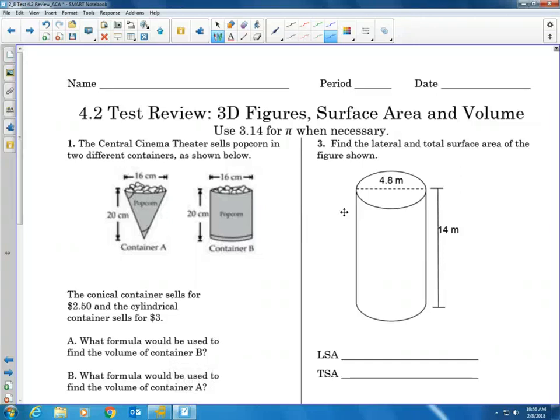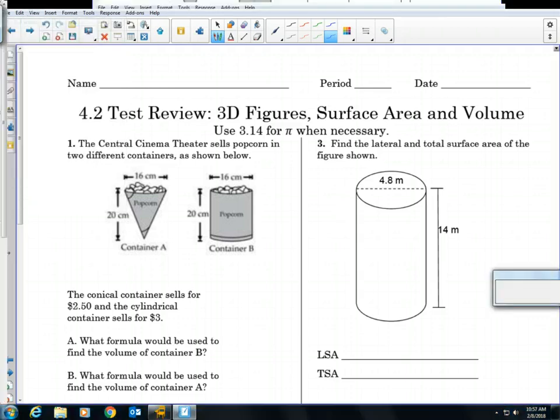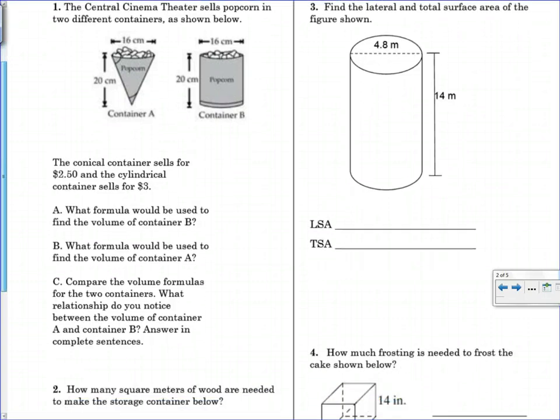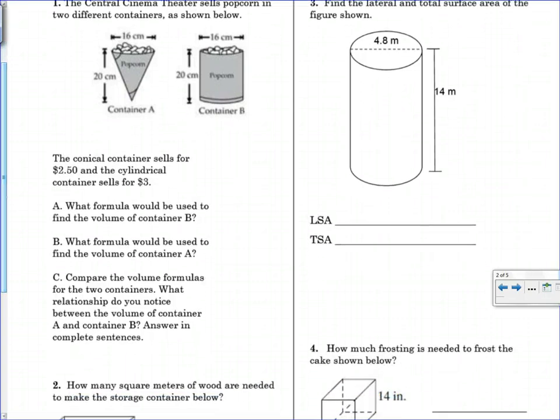This is the test 4.2 review, 3D figure, surface area, and volume. Number 1. The Central Cinema Theater sells popcorn in 2 different containers as shown below. The conical container sells for $2.50 and the cylindrical container sells for $3. Problem A. What formula would be used to find the volume of container B?